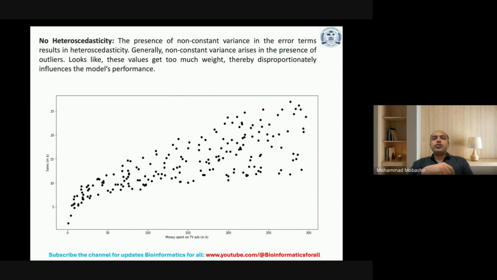Now, no heteroscedasticity: the presence of non-constant variance in the error terms results in heteroscedasticity. Generally, non-constant variance arises in the presence of outliers. So these values get too much weight, thereby disproportionately influencing the model's performance.